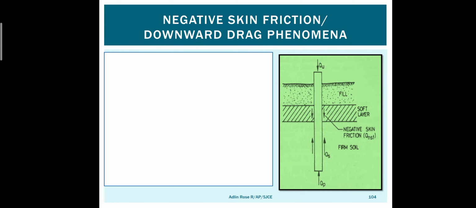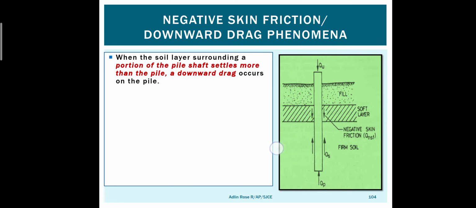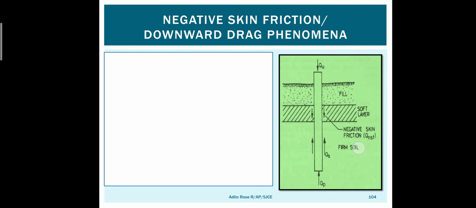Okay, here completes the four methods for finding the load carrying capacity of the single piles. Single piles load bearing capacity. And there is a concept called negative skin friction. It is also called drag down phenomena. What is negative skin friction? What is drag down phenomena means?